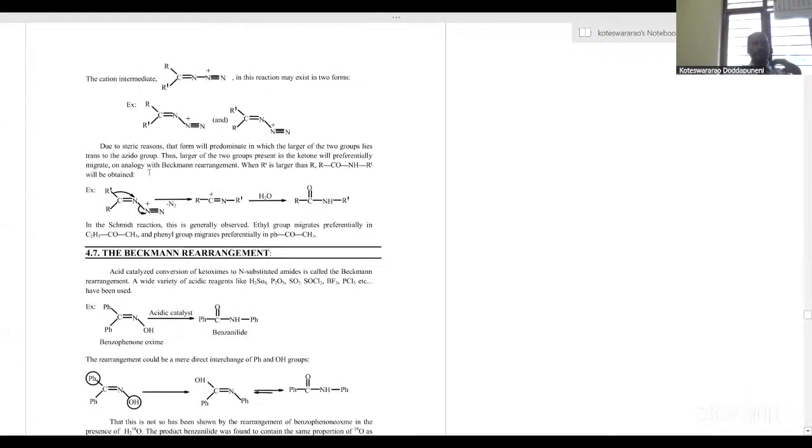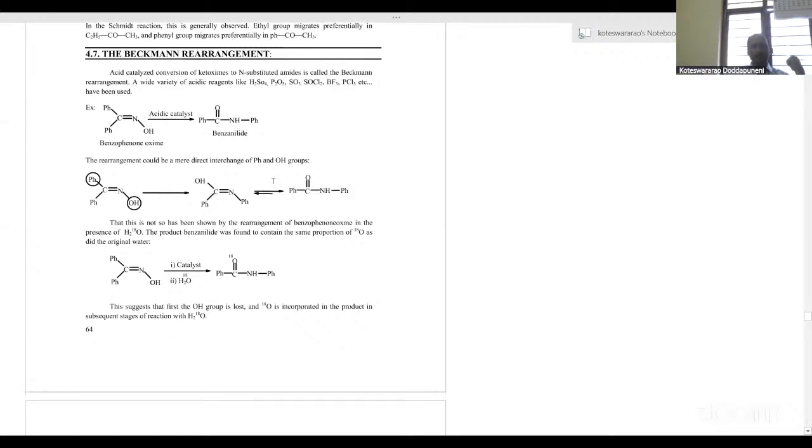Similarly, if we take ketone, the ketone leads to the formation of this kind of intermediate that further undergoes rearrangement and leads to the formation of N-alkyl amide. N-alkyl amide is generated. Next, Beckmann rearrangement. This is the acid catalyzed rearrangement.